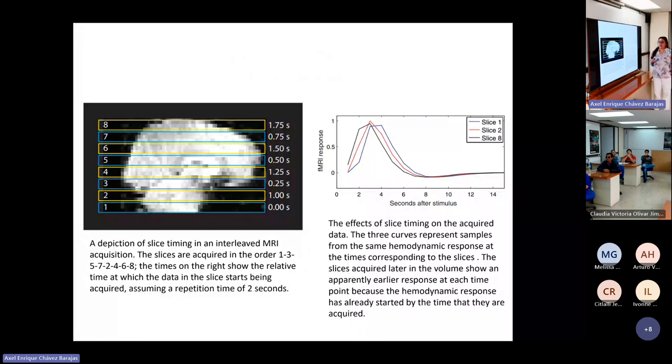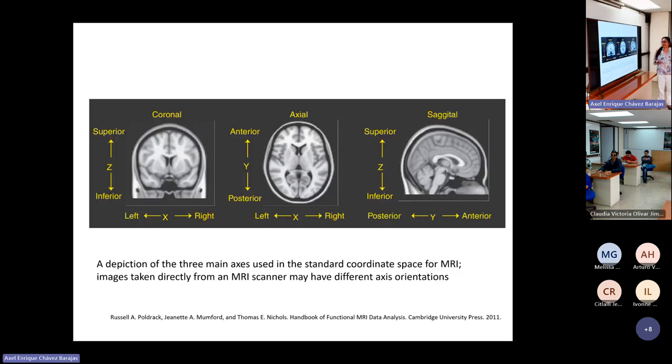Then we obtain that image in a window of time. It depends on the instrument or the system that you use to acquire the image, and the order in which the system acquires the image is different in each case. But you obtain a window. The system integrates the information in that window, and with that system we can see the image in different planes. In this case, coronal, axial, and sagittal cuts.